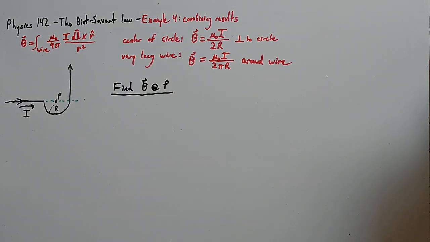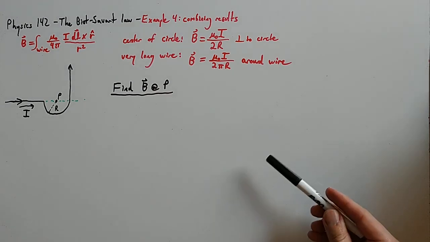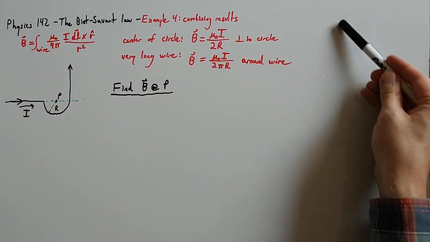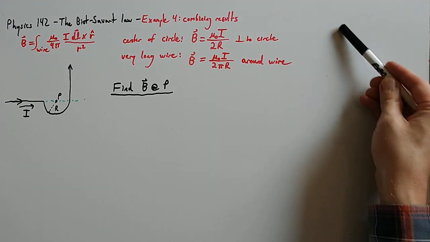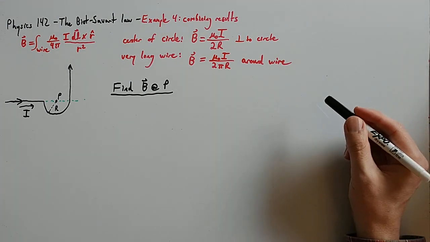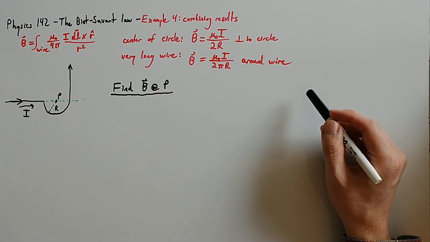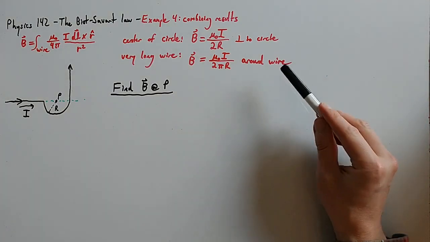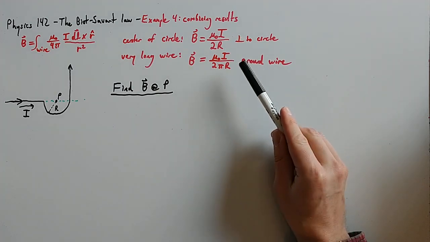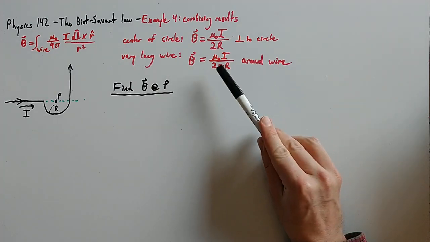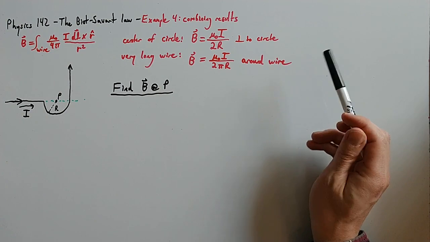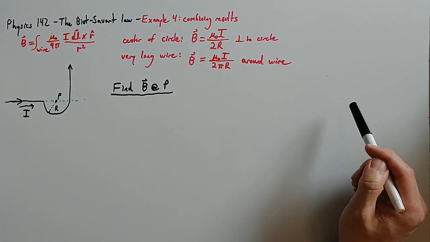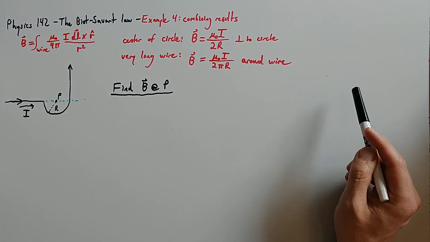And we've done a couple of different examples so far. We did an example where we had a loop of wire, or a circle of wire, and we realized that the magnetic field at the center of that loop of wire ended up being equal to mu naught times the current divided by 2 times the radius of the circle, and was coming directly out of the center of the circle, perpendicular to the circle.